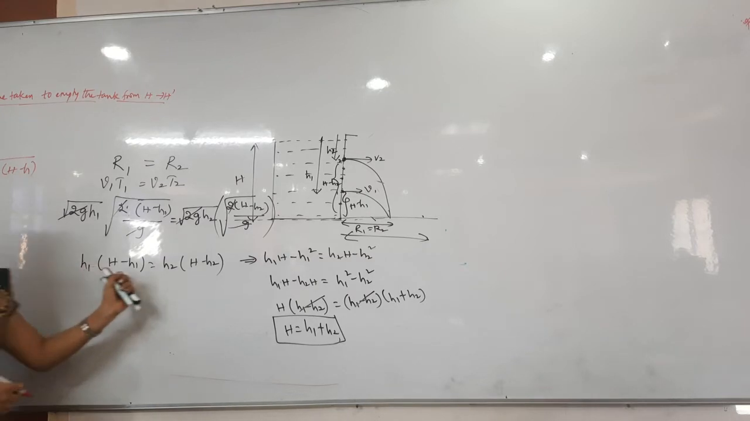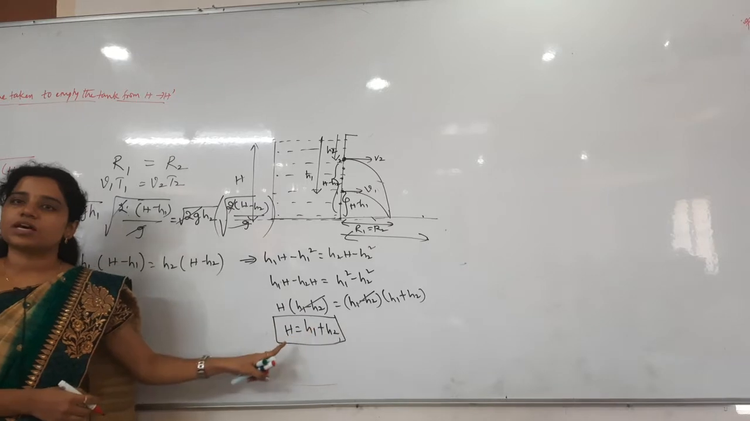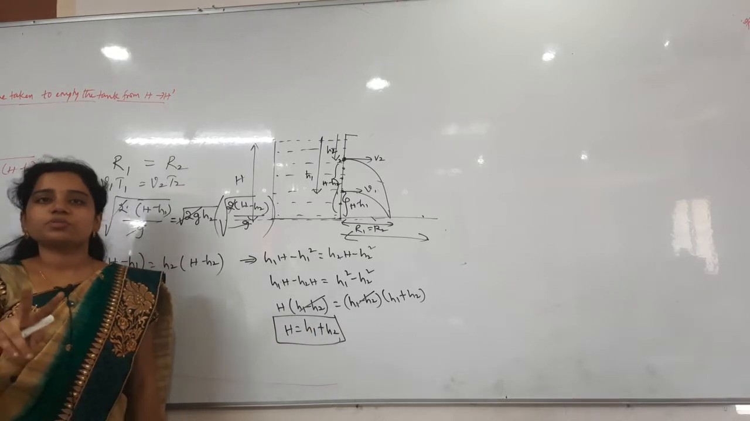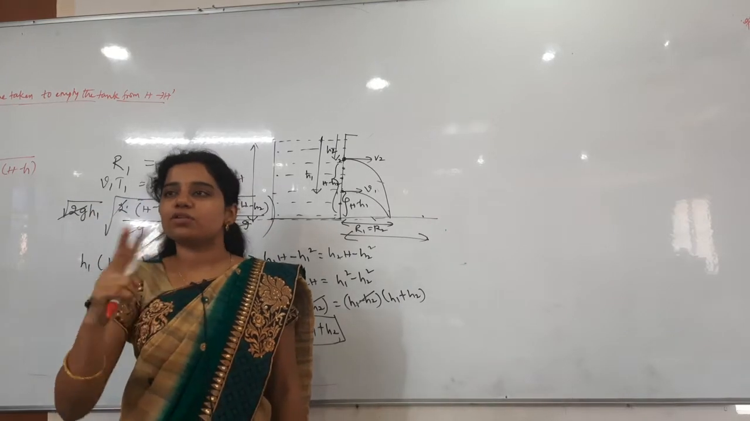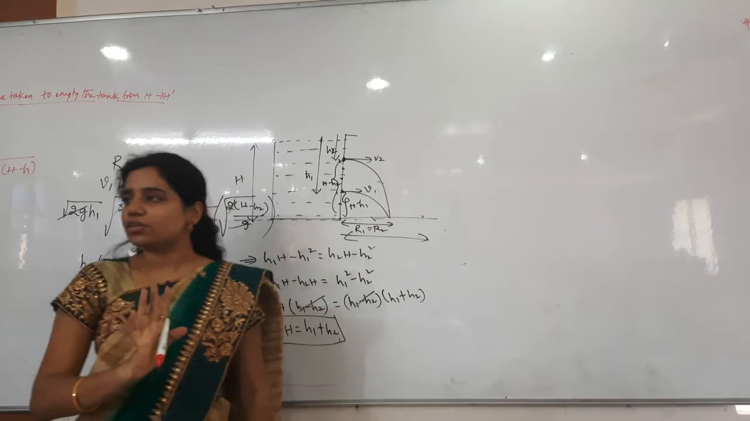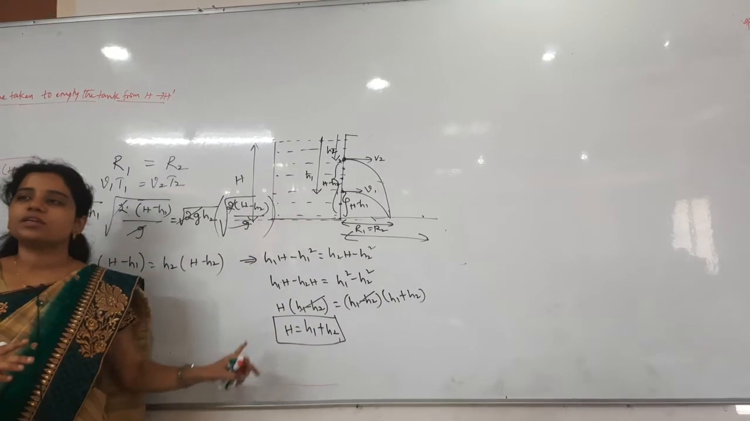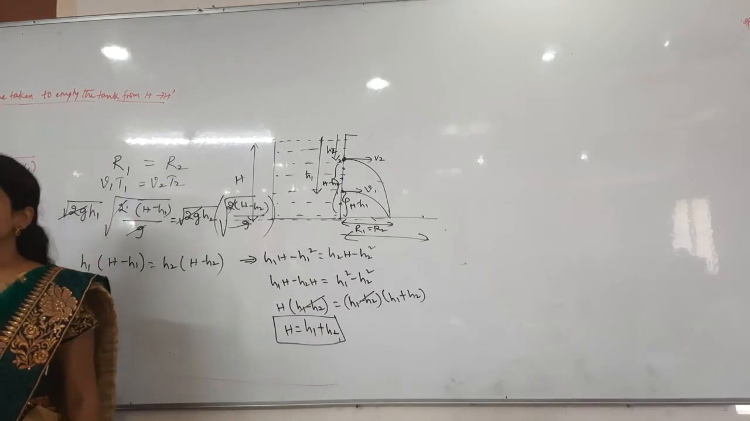So from that, here you are getting the sum of the depths is equal to the height of the water level. So always, when the two ranges are equal, the sum of the depths of the holes is equal to the height of the water level. That might be y1 plus y2, otherwise h1 plus h2 or d1 plus d2, anything. Depths might be given as y, d or h, anything.